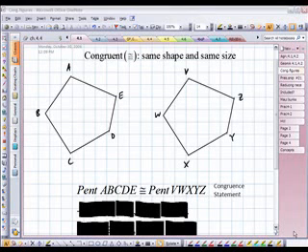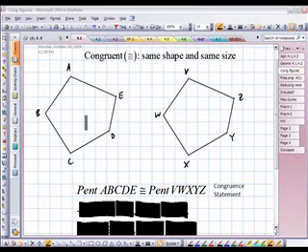This lecture is on congruent figures. So congruent basically means same shape and same size. More specifically, what we're talking about is that corresponding angles would be congruent and corresponding sides would be congruent. So corresponding angles would have the same measure, corresponding sides would have the same length.